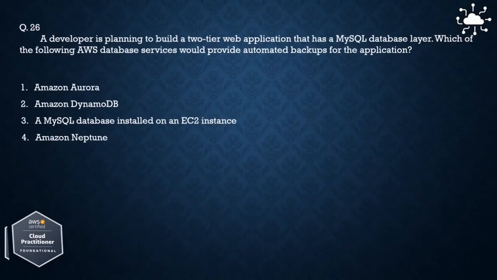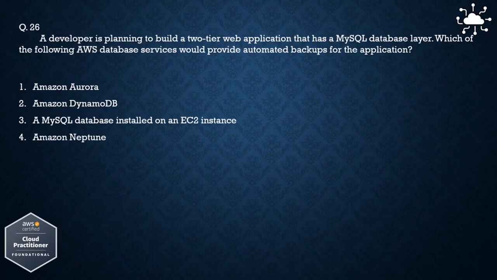Question number 26. A developer is planning to build a 2-tier web application that has a MySQL database layer. Which of the following AWS database services would provide automated backups for the application? 1. Amazon Aurora. 2. Amazon DynamoDB. 3. A MySQL database installed on an EC2 instance. 4. Amazon Neptune. The correct answer is Amazon Aurora.